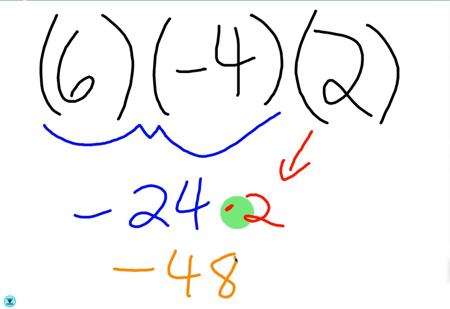Now what I want you to notice is how many negatives did we start out with? We started out with 1, okay, and our answer was negative. So keep that in mind because we're about to learn a rule. It's going to get you the right sign every time.